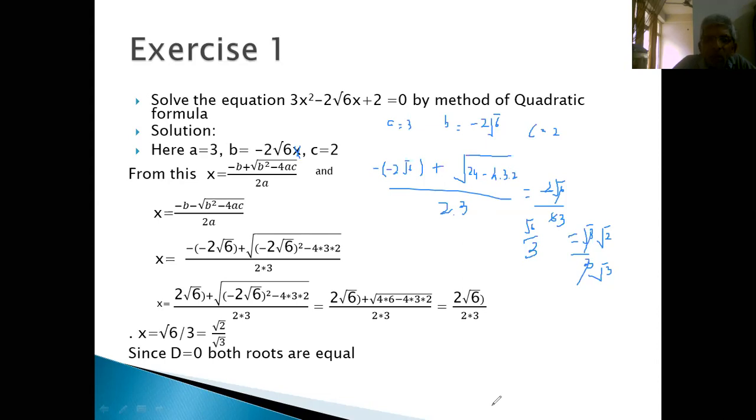I just showed you when D is equal to 0. In my last slide, I had shown you that when D is 0, you get equal roots.